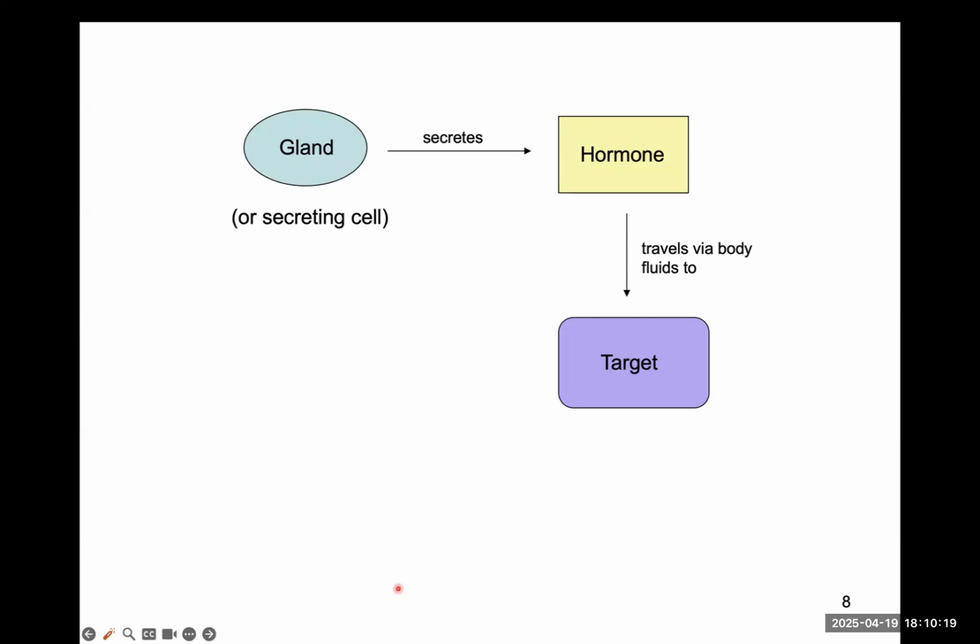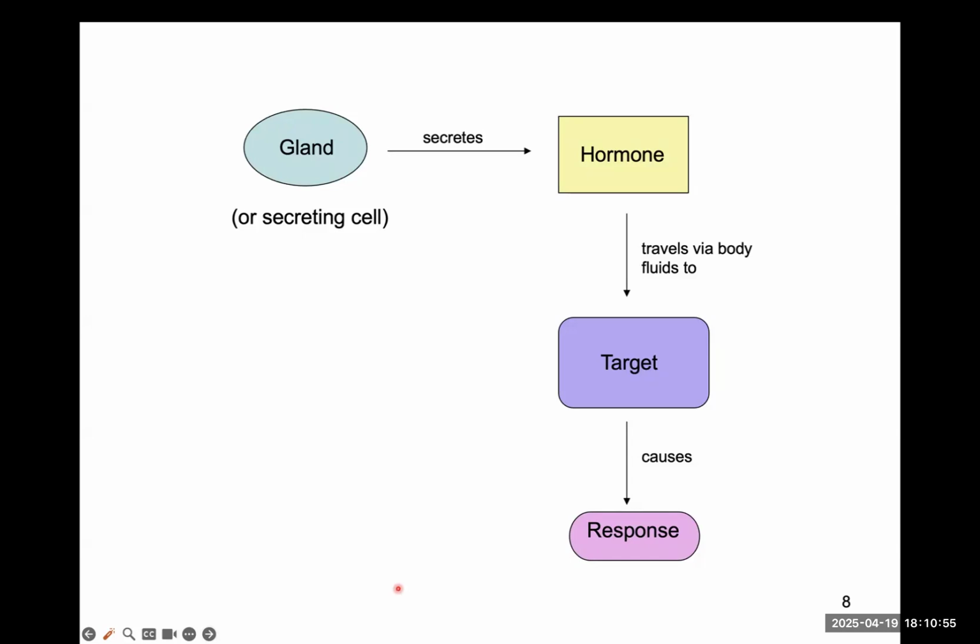They travel everywhere in the body through the circulatory system and lymphatic system. But if it finally hits the target cell, and the target cell has receptors, it causes the target cell to respond. Whatever the response is going to be, let's say we're talking about the pancreas secreting insulin. The response is going to be that it lowers your blood sugar.